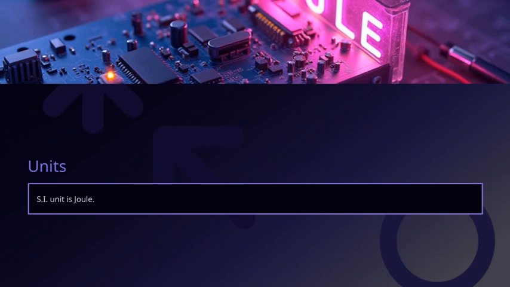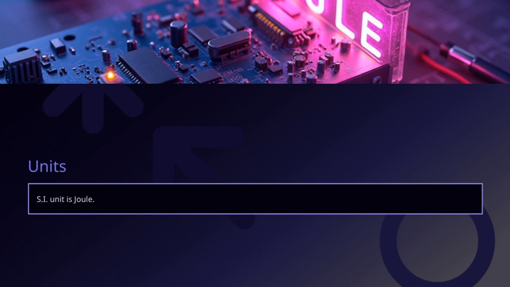The SI unit for energy is the joule, and this is a key point to remember. The joule is the standard measurement we use globally to quantify work or energy. It's important because it provides a consistent way to communicate and compare energy values across different contexts and disciplines. Throughout this presentation, understanding the joule helps us grasp the scale of various energy phenomena.